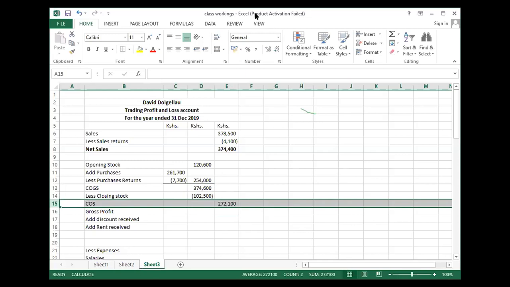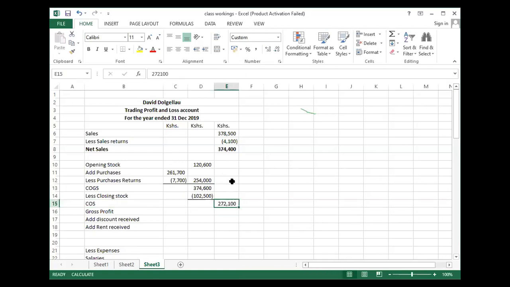I hope we are together up to that point. Those are things that you should be able to do. And therefore, from there, I'm able to extract my gross profit, which will be equal to this figure of net sales minus this figure of cost of sales, to get my gross profit of 102,300. Are we together up to that point?